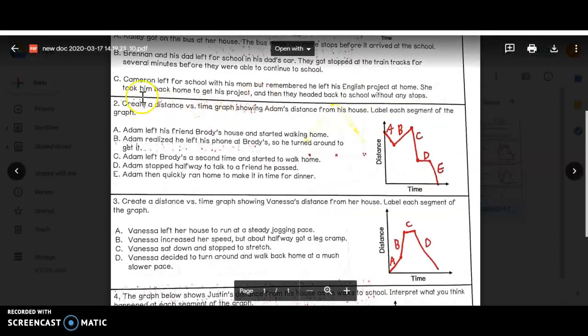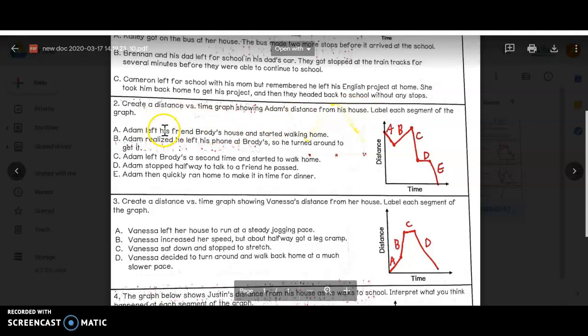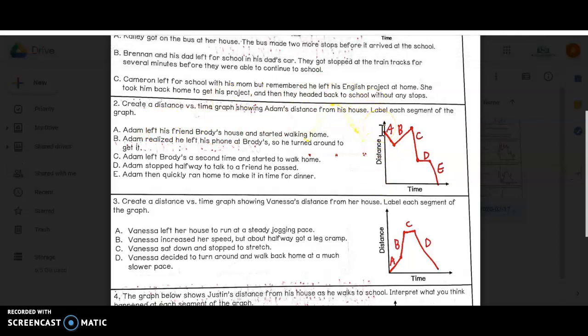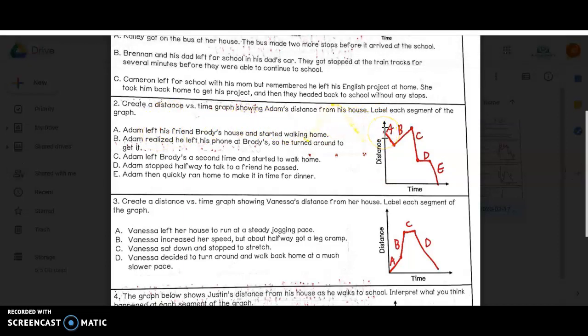Okay, the next one is where we were going to create a distance versus time graph showing Adam's distance from his house and label each segment of the graph. So, remember, this is distance from his house, from Adam's house. Okay, so Adam left his friend Brody's house and started walking home. So Brody's house is pretty far away. Obviously, 0 distance from his house is here. Brody's house is pretty far away. Okay, he starts walking to his house, so his distance from his house is decreasing a little bit.